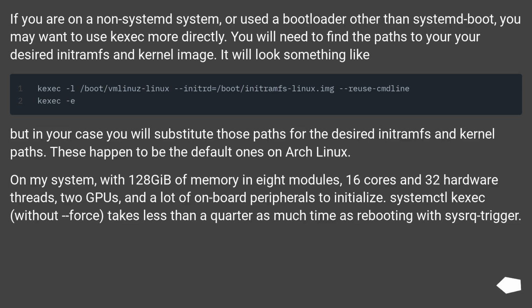On my system, with 128 GB of memory in 8 modules, 16 cores and 32 hardware threads, 2 BIOS, and a lot of onboard peripherals to initialize, the systemctl kexec tool, without force, takes less than a quarter as much time as rebooting with sysrq-trigger.